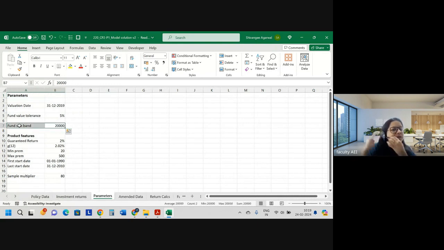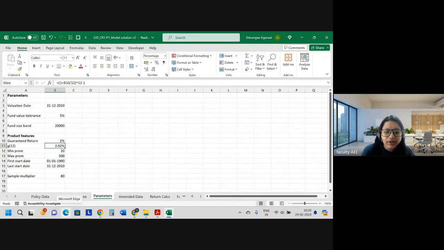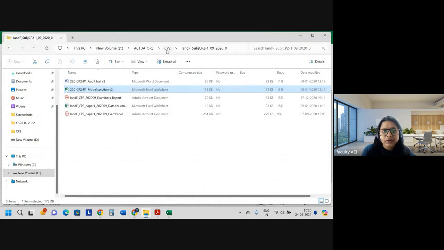Fund band size is something they have taken for the grouping, which we can do later on, not necessary. This is 2%. This they have calculated as I-12. They have used the formula 1 plus I by 12 to the power 12 minus 1. But again, I feel this formula is also wrong, because the formula should have been 1 plus I whole to the power 1 by 12 minus 1, the entire thing multiplied by 12. So they have not taken a correct formula. Okay, I think I can open my solution as well.